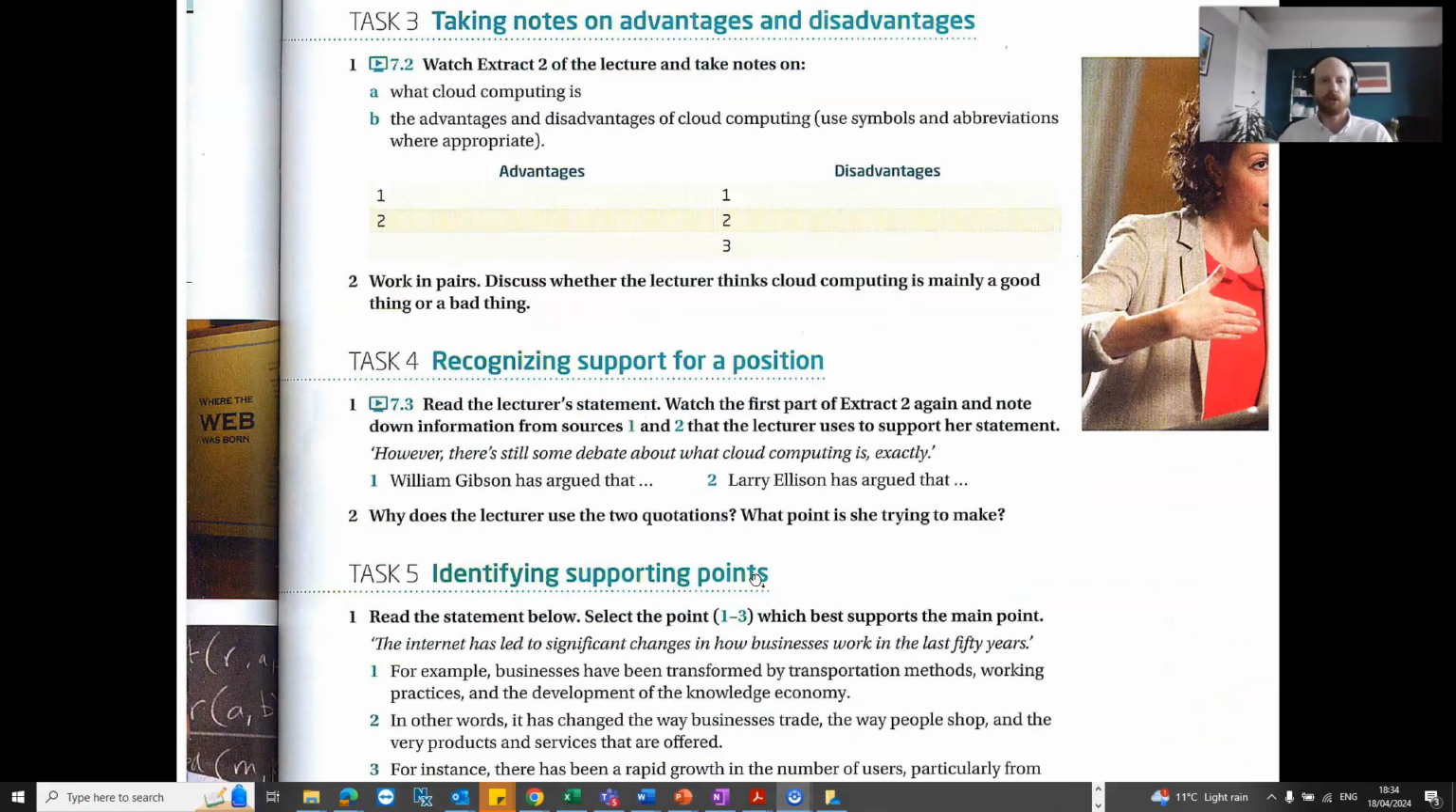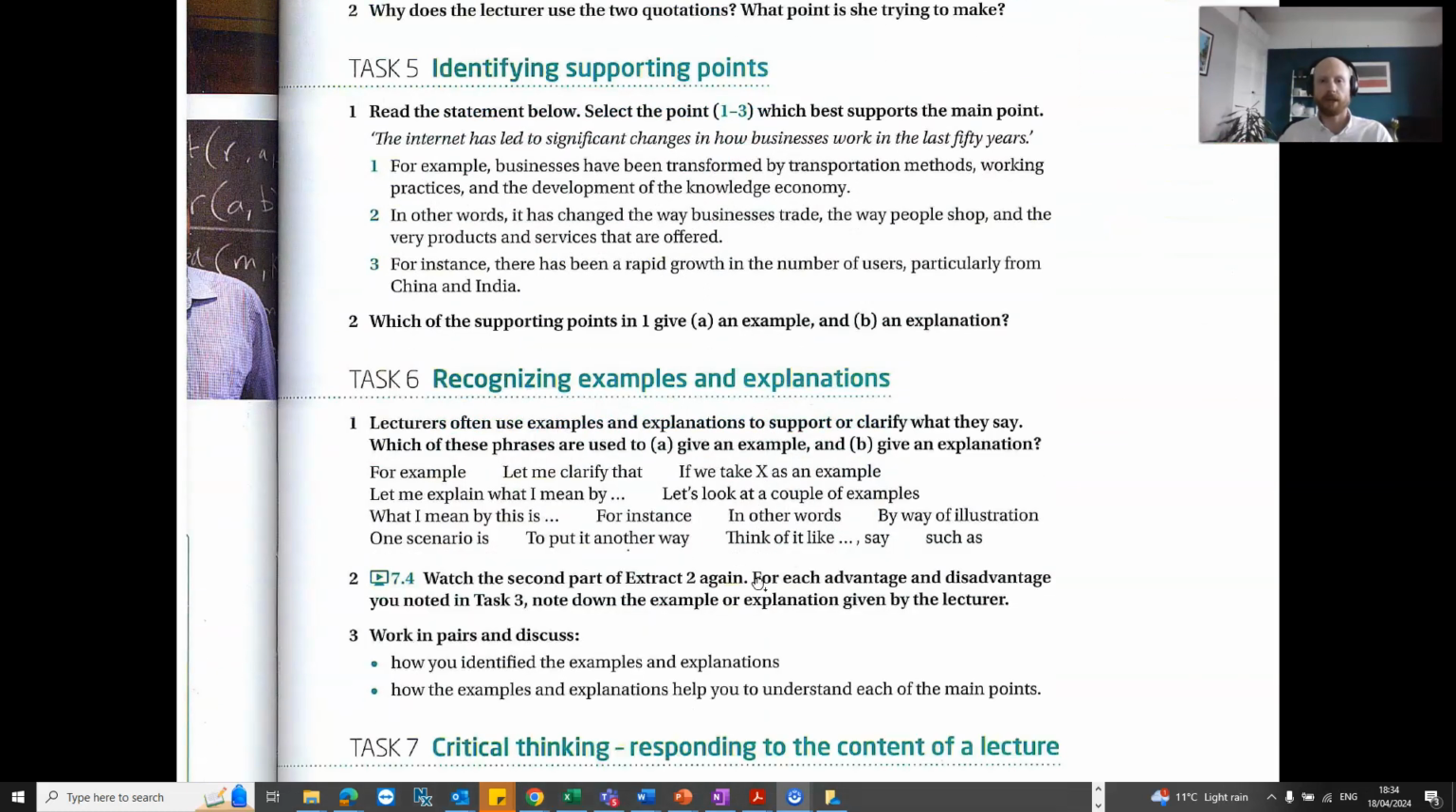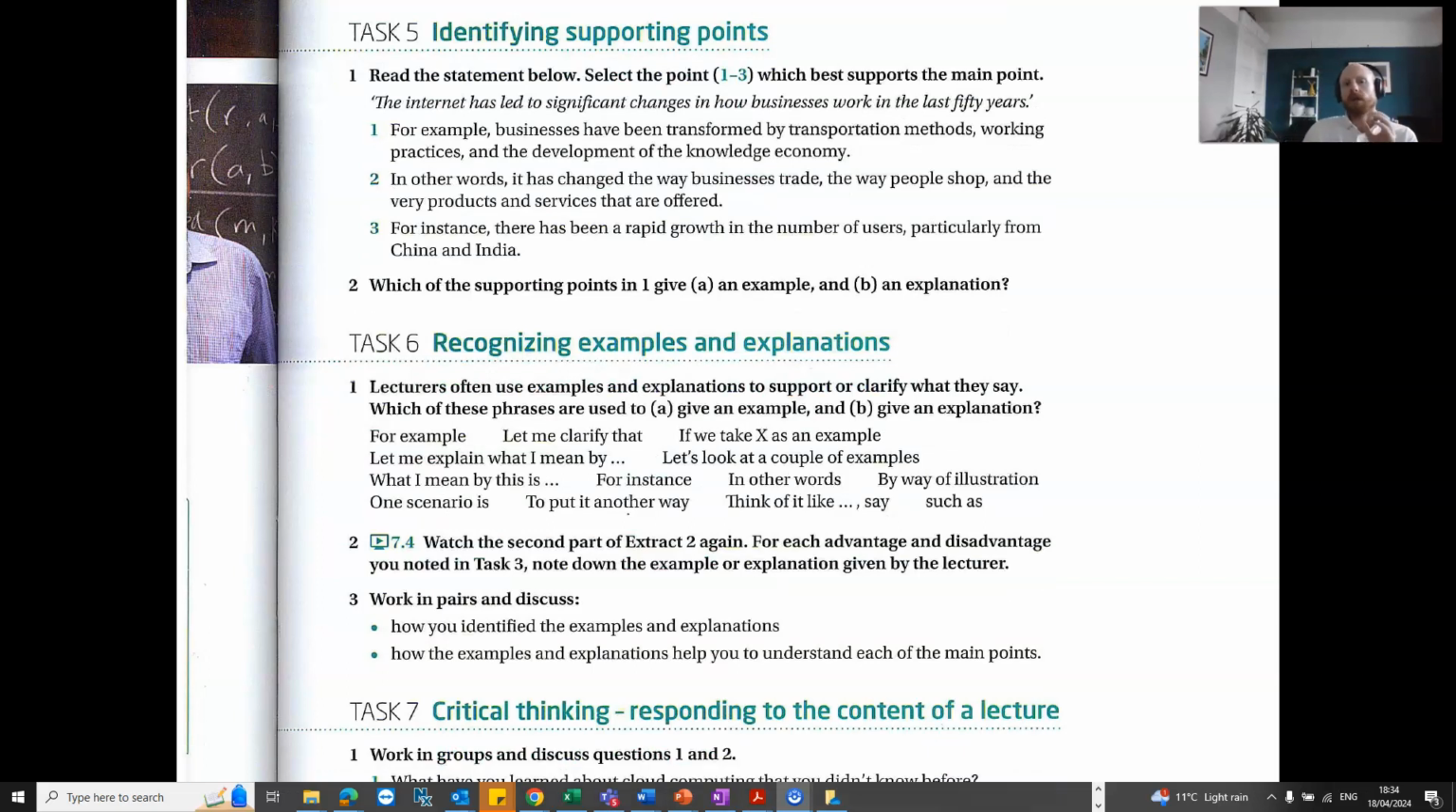Okay, so moving on to identifying supporting points and recognizing examples and explanations. In task 6, you broke down and looked at some different phrases that are used by lecturers to introduce examples and different phrases used to introduce explanations. This is a good way that lecturers signpost why they're saying certain things. Is it an example supporting their point? Is it an explanation supporting their point? By recognizing these phrases, it helps you see exactly what argument the lecturer is making and weigh that up.